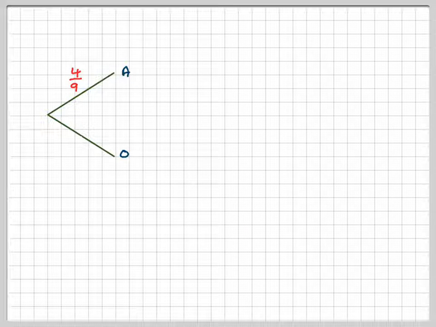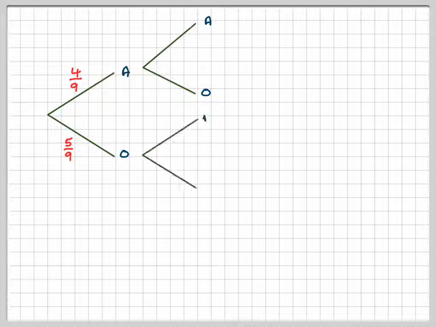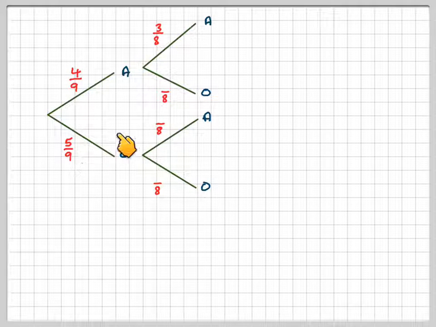So he either has an apple or an orange. Okay, he then eats the apple here and eats the orange here. So in this case, if he eats the apple here, these will still all be out of 8. But if he's eaten the apple, there's only now 3 apples left, so that'll be 3 out of 8. But there will still be the 5 oranges in the bag for the second pick. So these represent the second pick.